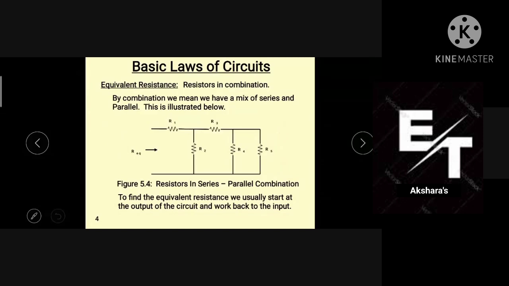Okay, find the equivalent resistance. That is your target. The total number of resistors is converted into a single resistance. That is called your target.